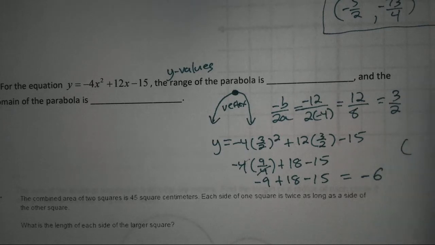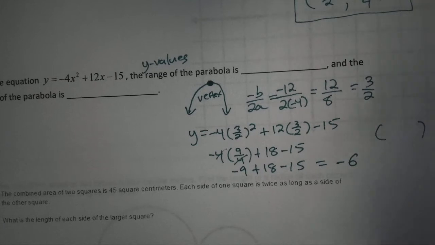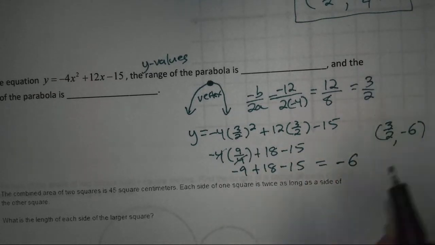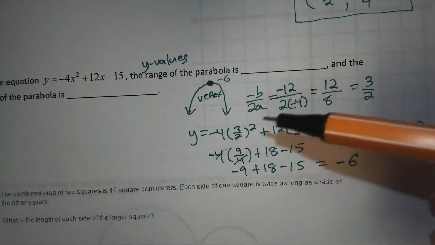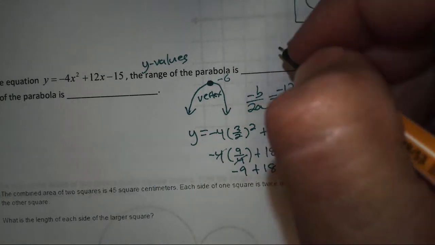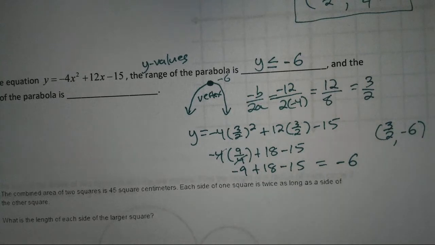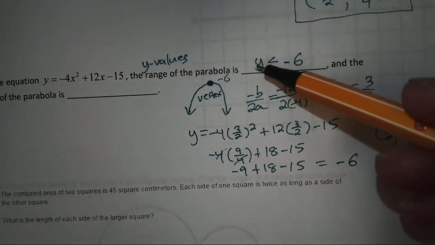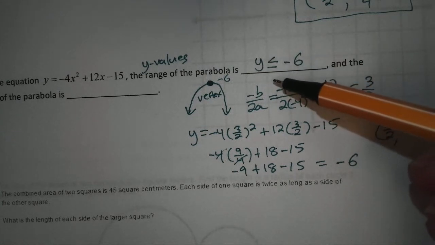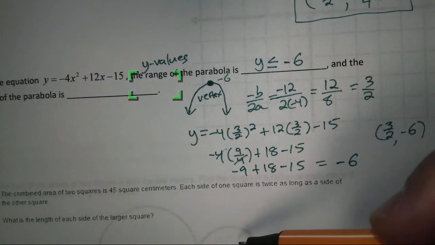So your vertex is located at 3 halves, comma, negative 6. So that negative 6 is the biggest y value it hits. It hits everything underneath it, which means your y values are less than or equal to negative 6. Now, if this parabola would have been facing upwards, a smiley face, then it would have been y is greater than or equal to negative 6. But because this goes down, this is going to hit all the y values under negative 6.